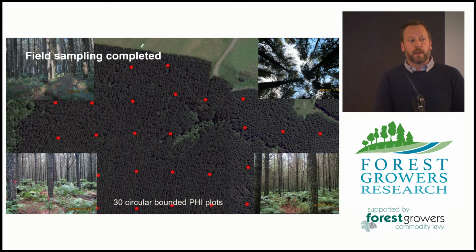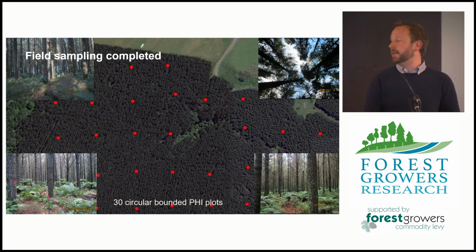Inside this woodlot, we put in place a very intensive field sampling campaign, so 30 circular bounded 0.06 hectare plots. Nothing particularly unusual in here, just collected some field measurements, overlapping feature crews, and of course collected a high-grade GPS point in the center of these plots, so we knew exactly where they were.